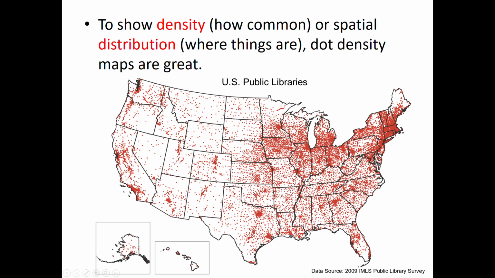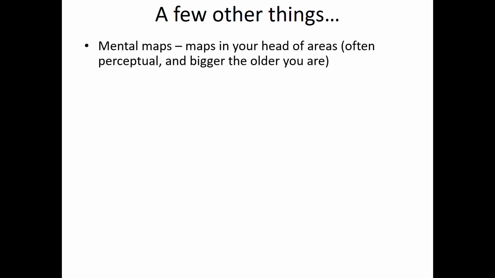So density is how common things are. Distribution is where things are. I like dot density maps. They're easy to read.